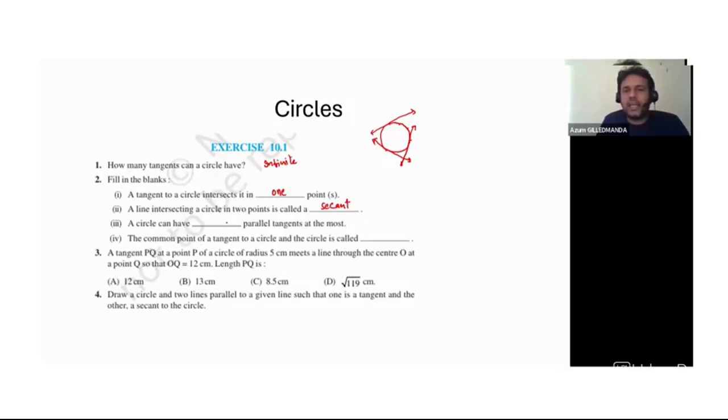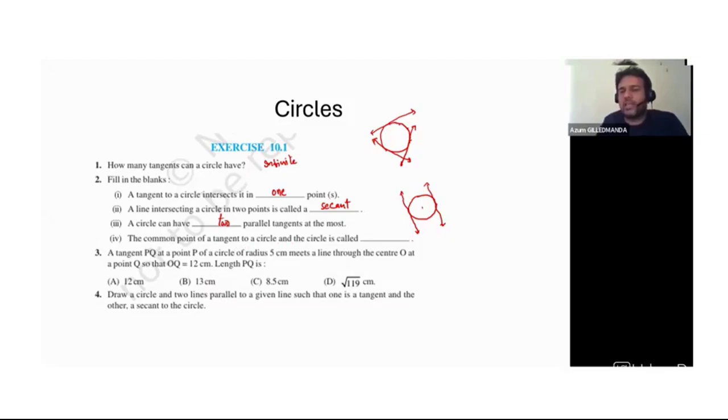Then, a circle can have dash parallel tangents at the most. How many parallel tangents can a circle have? Let's say this is one end of the circle and this is another end. Parallel tangents means they have to be exactly on the opposite sides of the circle. That means at maximum we can draw two parallel tangents to the circle. Two parallel tangents.